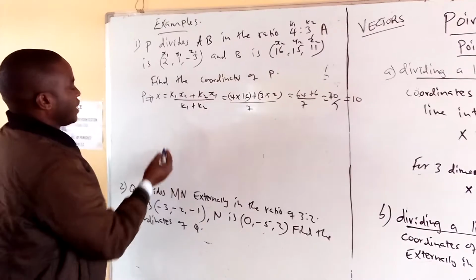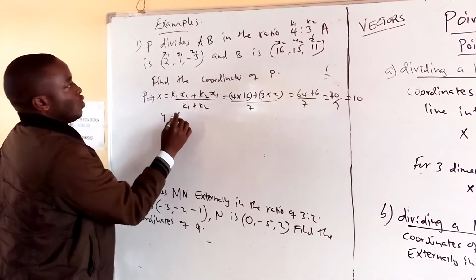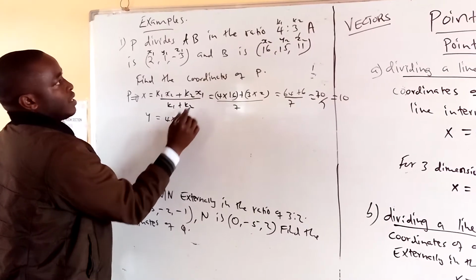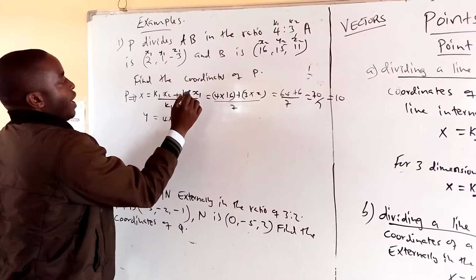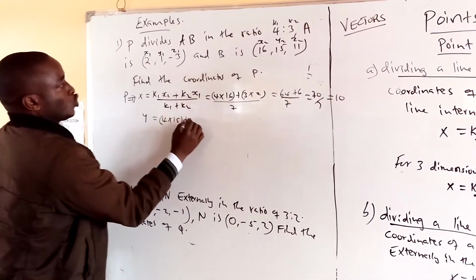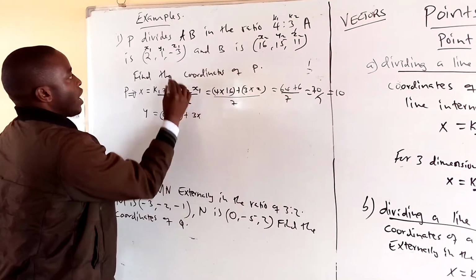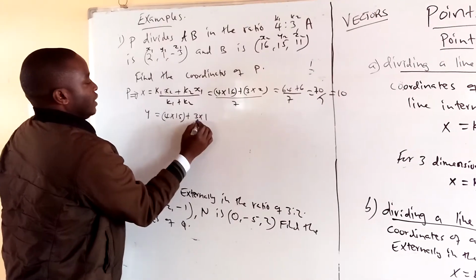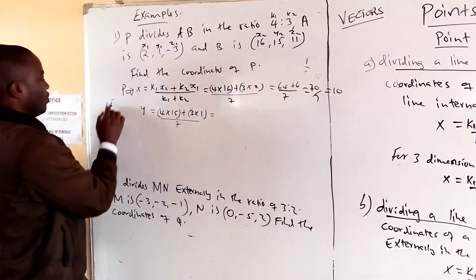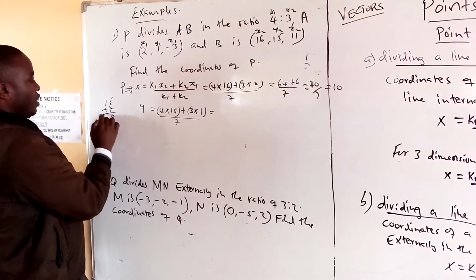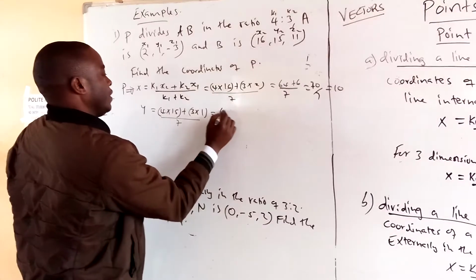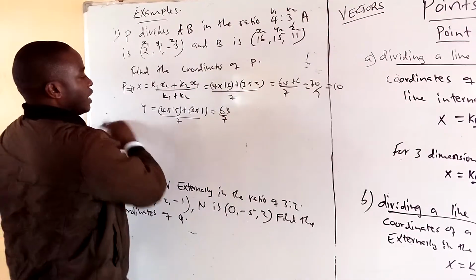We do for y the same. So our y would be equal to our k1 is 4 times our y2, which is 15, plus our k2 is 3 times our y1 is 1. Whatever we get divided by 7. This gives you 15 times 4, which is 60. 60 plus 3 is 63 all over 7. 63 divided by 7 you get is 9.